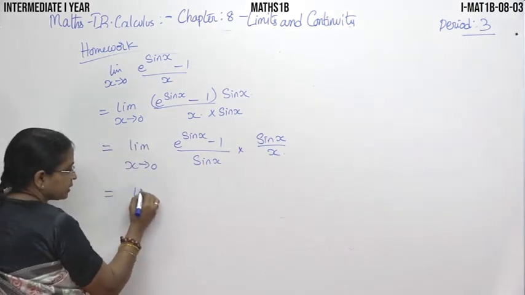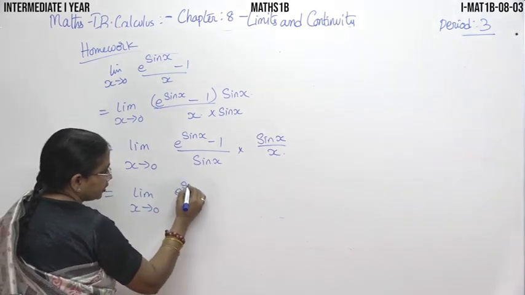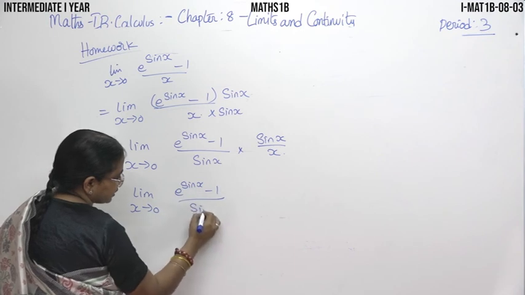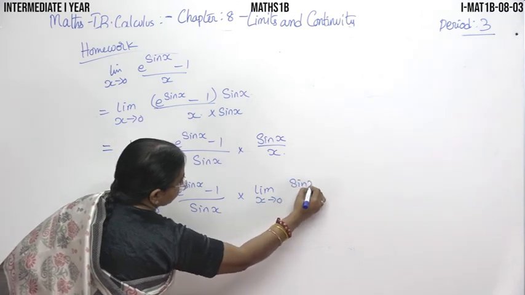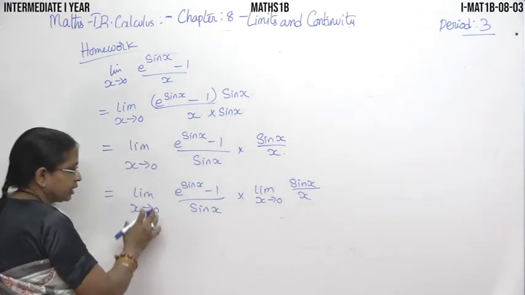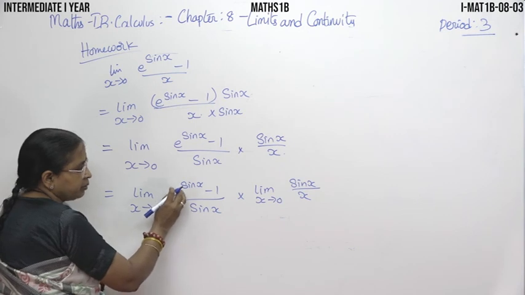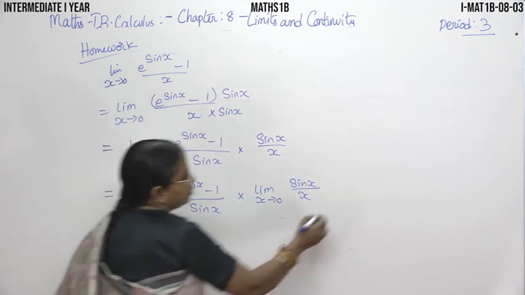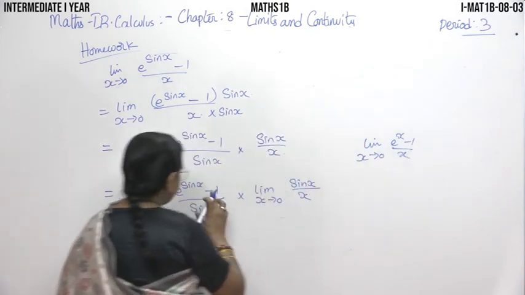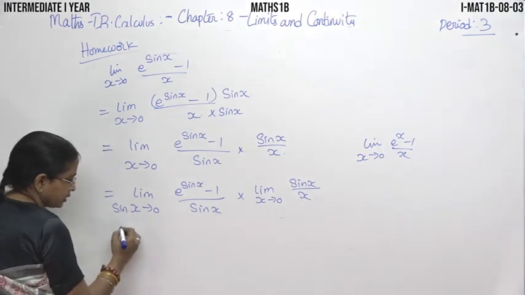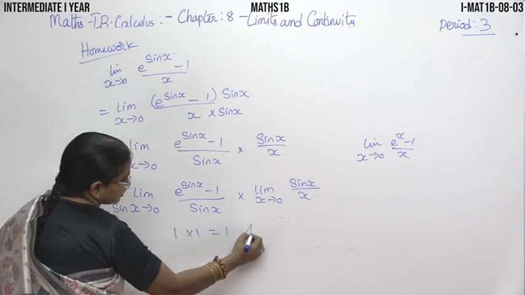Now write the limits separately. Limit x tending to 0 of e to the power sin x minus 1 by sin x, and for this you write limit x tending to 0 of sin x by x. Now this is in the standard form, but this is not yet in the standard form. You have to still write sin x. Our standard limit is limit x tending to 0 of e to the power x minus 1 by x. In the place of x, we have sin x, so we should write sin x. Sin x also tends to sin 0, that is 0 only. So this is 1 into 1, 1 is the answer. Like this we do the problem.